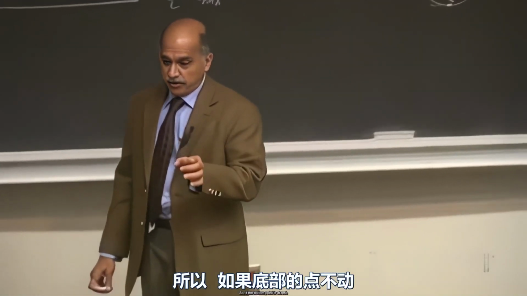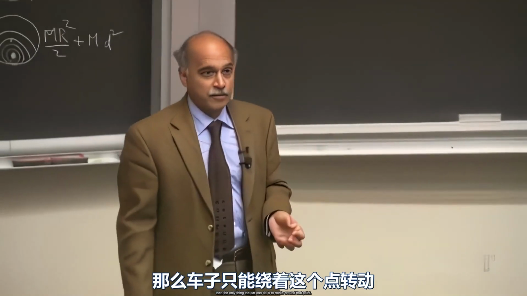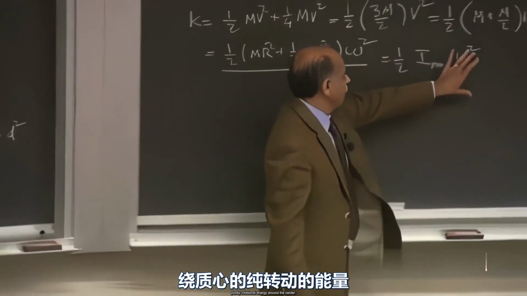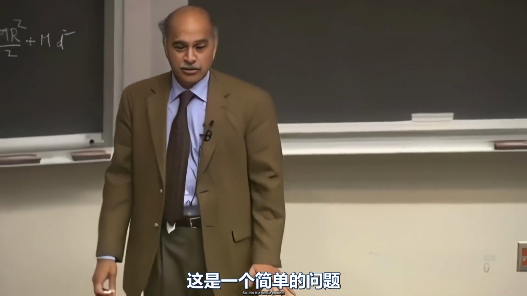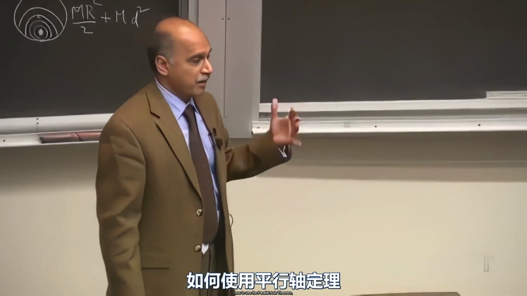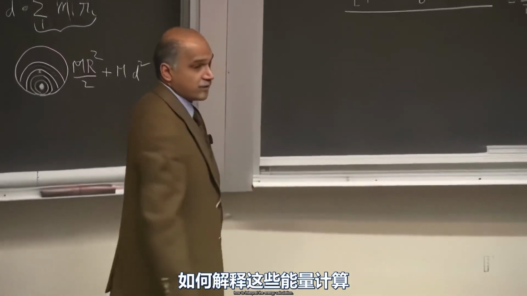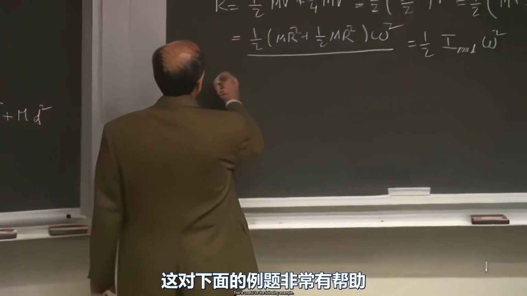So if the bottom point is at rest, then the only thing the car can do is to rotate around that point. And that's the reason why the energy comes out to be purely rotational energy around the center. So this is a simple problem that illustrates all the things you have learned today. How to use the parallel axis theorem, how to do the energy calculation, how to interpret the energy calculation. But now this is useful for the following example.